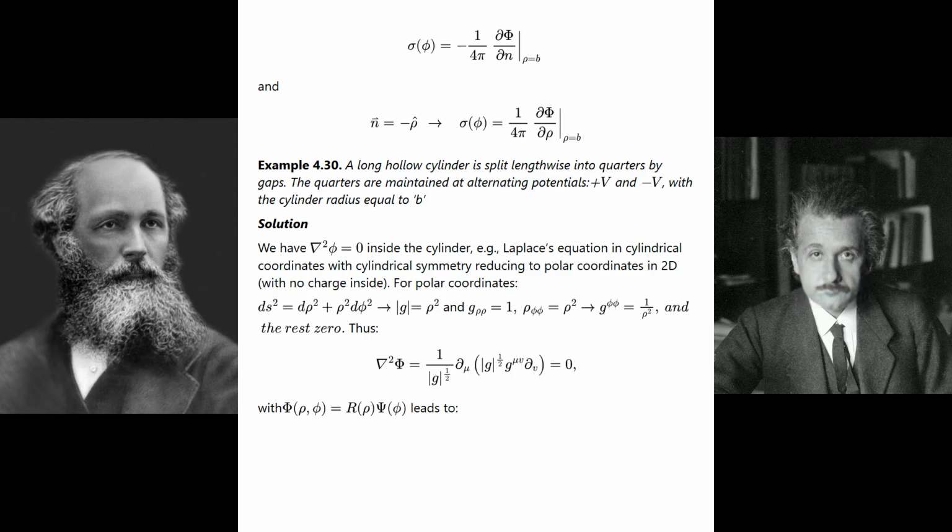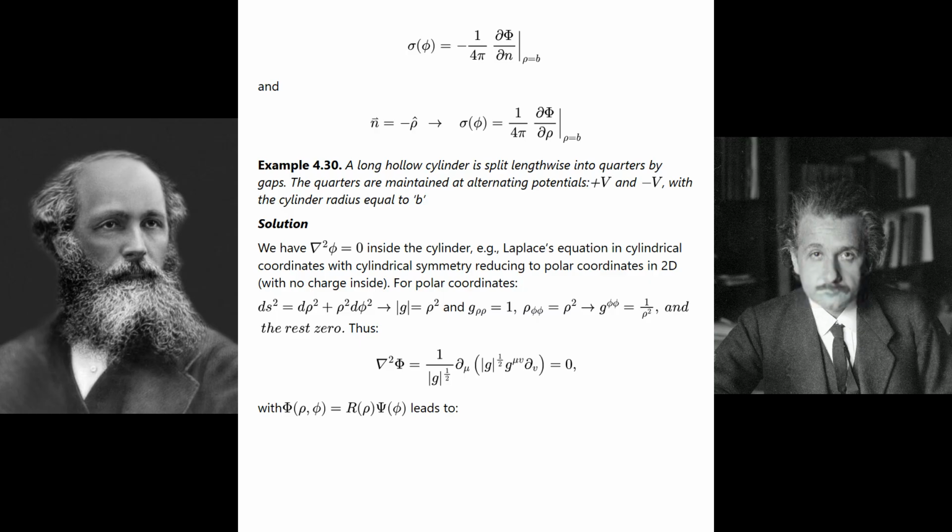Example 4.30. A long hollow cylinder is split lengthwise into quarters by gaps. The quarters are maintained at alternating potentials, positive V and negative V, with the cylinder radius equal to b. Solution: we have gradient squared phi equals 0 inside the cylinder, i.e., Laplace's equation in cylindrical coordinates with cylindrical symmetry reducing to polar coordinates in 2D, with no charge inside.